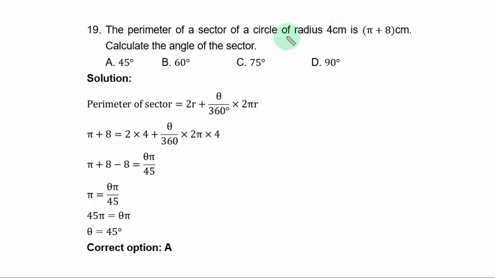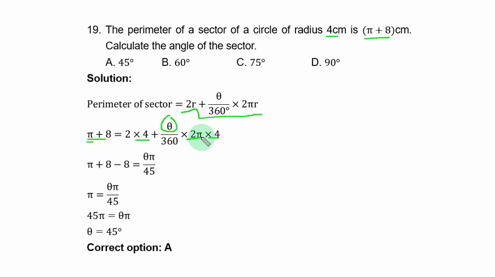Question 19. The perimeter of a sector of a circle of radius 4 cm is pi plus 8 cm. Calculate the angle of the sector. Solution. Perimeter of a sector is equal to 2 times radius plus length of arc. The perimeter is pi plus 8, the radius is 4, the angle is unknown. Now you have 2 pi r, so you replace r with 4 since pi is there. Let us leave this pi first.